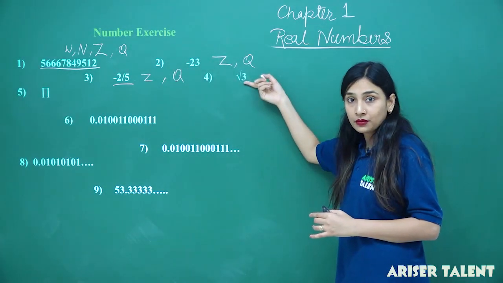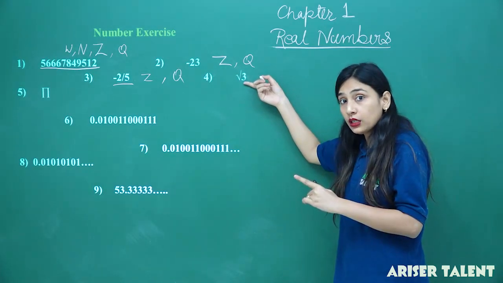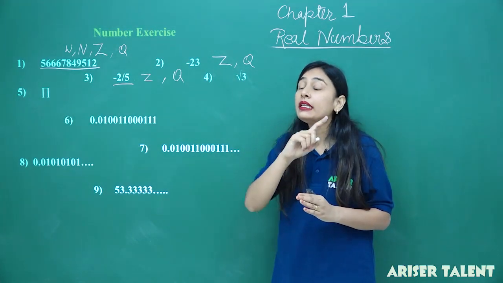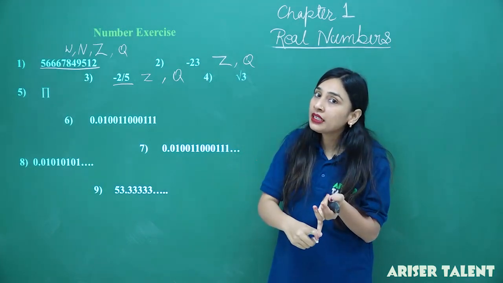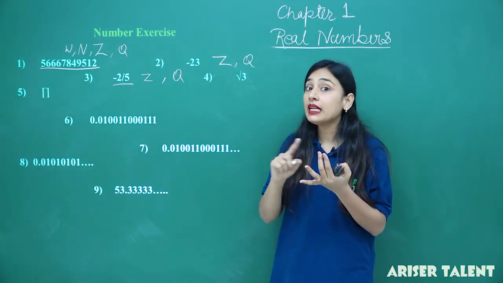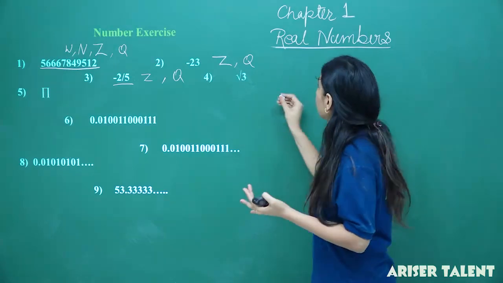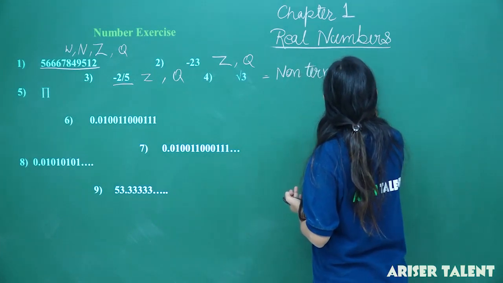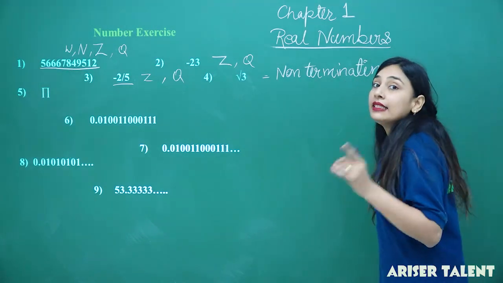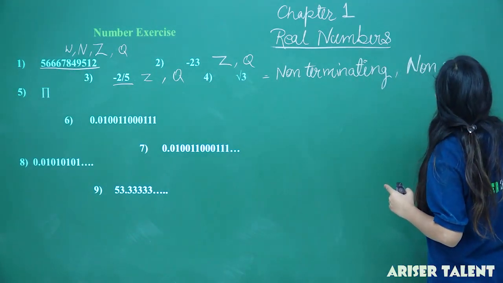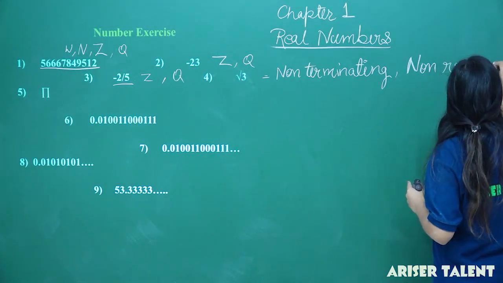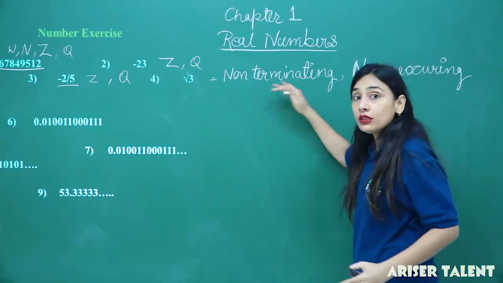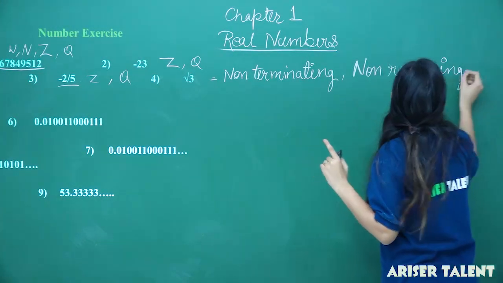Now root 3. If you find out the value of root 3, then you will get numbers and numbers and numbers again after the decimal. So it is never going to terminate, and the decimals will never reoccur. So first it is non-terminating, and the second thing, it is non-reoccurring. Non-terminating plus non-reoccurring. Now this combination is what? Nothing but irrational.